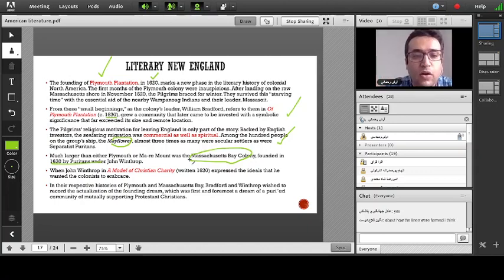So A Model for Christian Charity is the name of the book by John Winthrop, who talks about this experience of the Puritans in the Massachusetts Bay.